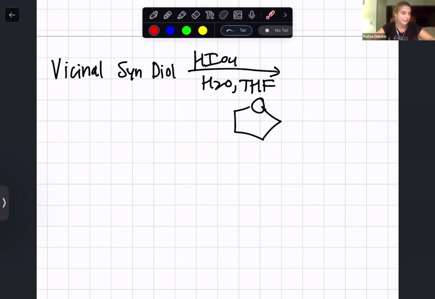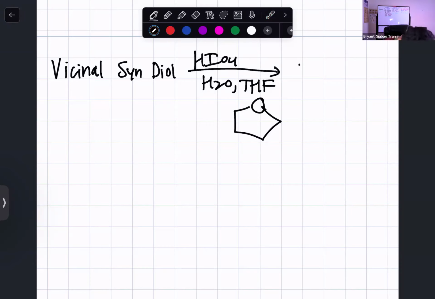Now I'm like, what is even going on here? And then this is gonna create, let's see, how do I word this? Carbonyl, two carbonyls, dicarbonyl.